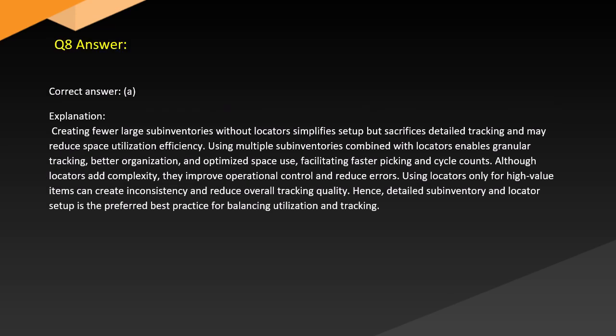Answer. Correct answer. A. Explanation. Creating fewer large subinventories without locators simplifies setup but sacrifices detailed tracking and may reduce space utilization efficiency. Using multiple subinventories combined with locators enables granular tracking, better organization, and optimized space use, facilitating faster picking and cycle counts. Although locators add complexity, they improve operational control and reduce errors. Locators only for high-value items can create inconsistency and reduce overall tracking quality. Hence, detailed subinventory and locator setup is the preferred best practice for balancing utilization and tracking.